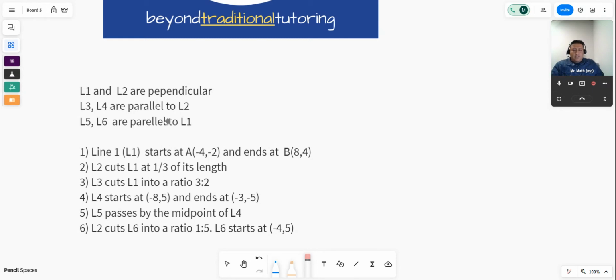So let's check. This is about parallel and perpendicular lines. The only concepts we need here are that parallel lines have the same slope, okay? And perpendicular lines, when we multiply the slopes, the result should be -1, okay? Now we have six specific conditions. We need to find the equations for lines 1, 2, 3, 4, 5 and 6.